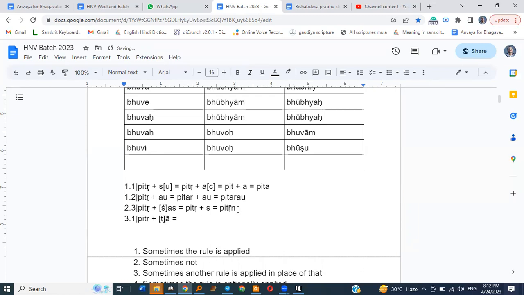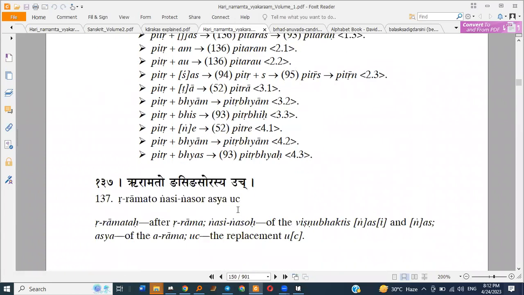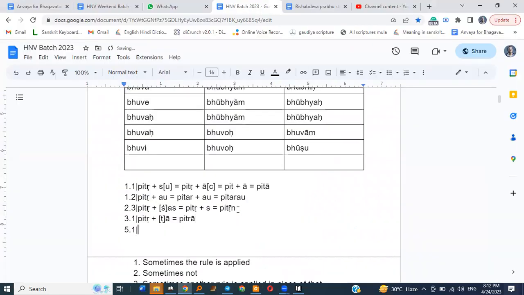Then Pitri Yuktata. Ridvaim Raha. So Ri becomes Ra. So Pitra. Pitribhya, Pitribhi, Pitre, Pitribhya, Pitribhya. Then 5.1.